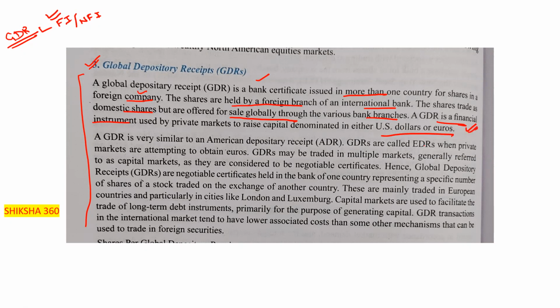Sometimes GDRs are known as EDRs. GDRs are called EDRs when private markets are attempting to obtain euros, or when there is dealing in the European countries. At that time they are known as EDRs.